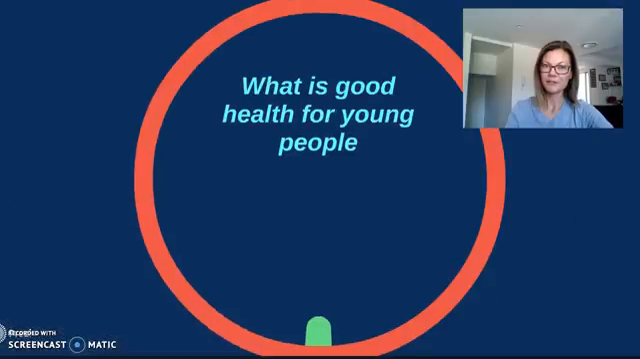Our first focus question is, what is good health for young people? It's important when we're looking at this focus question to define what young people as a group are. Now we're looking between the ages of 15 and 25 years. We will look at aspects that distinguish this group, your group, from other groups, and particularly from previous generations.